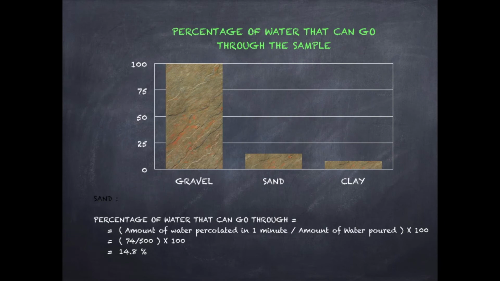You also can calculate the percentage of water that can go through the sample by using the formula: amount of water percolated or permeable in 1 minute divided by the amount of water that we pour, times 100 for the percentage. For the sample calculation, I also use the sand sample and I get 14.8%. And for the other two samples, let's see the chart. The gravel 99.8%, the sand 14.8%, the clay 7.8%.